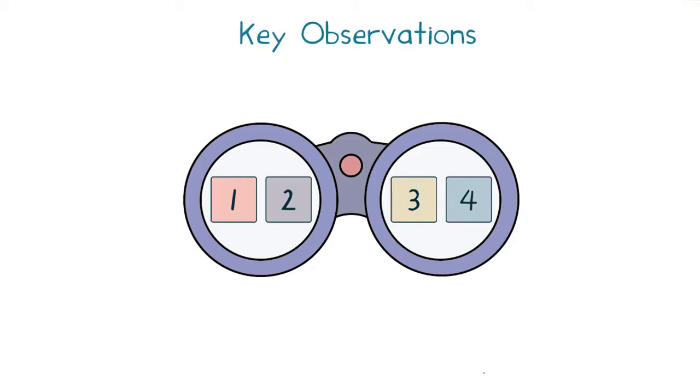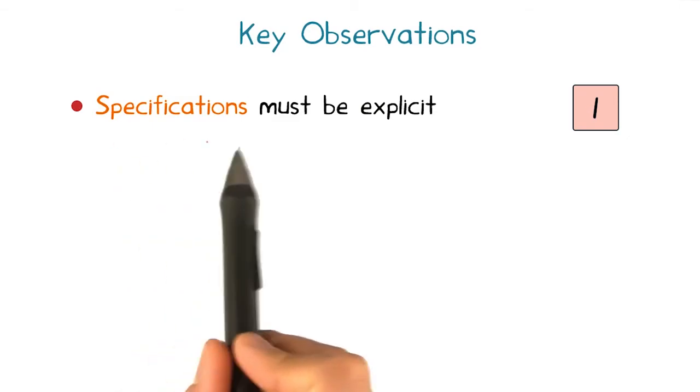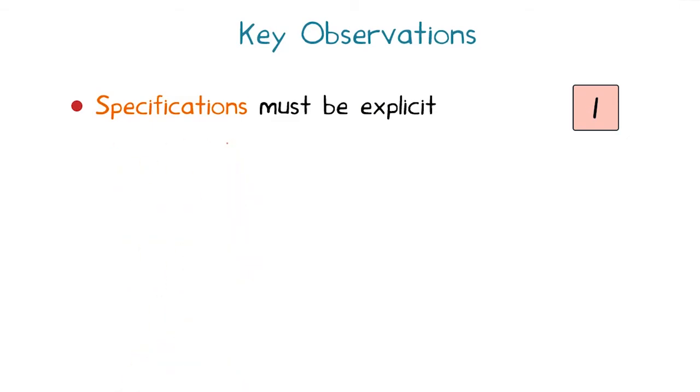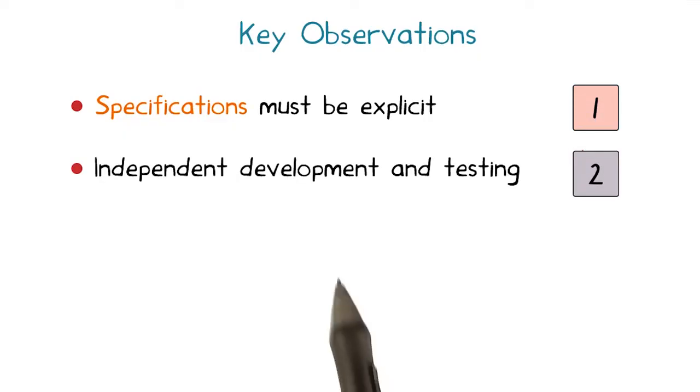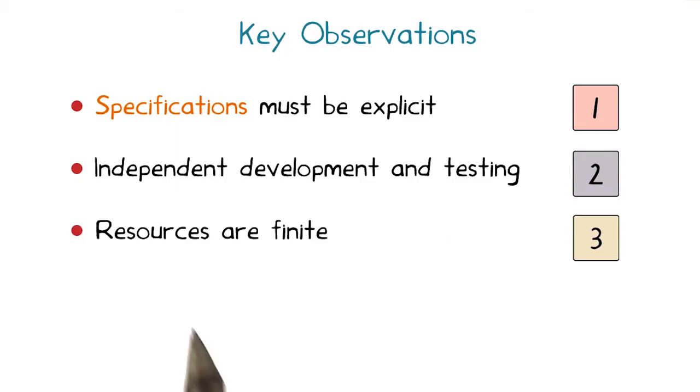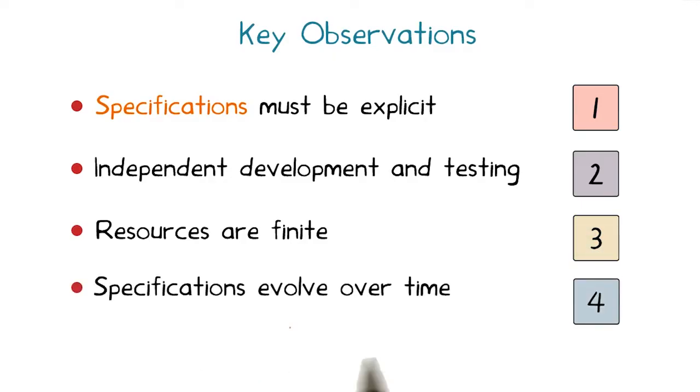We can make several key observations from this typical development scenario. First, program specifications have to be made explicit, or else there cannot be effective communication between those implementing code and those testing it. Second, development and testing of a program are often done independently. This helps to ensure that errors in the code are caught. Third, there are only finitely many resources available to development teams. Not every bug can be found and caught. Fourth, program specifications are not static. They evolve over time, and programming teams need to be able to adapt to these changes.